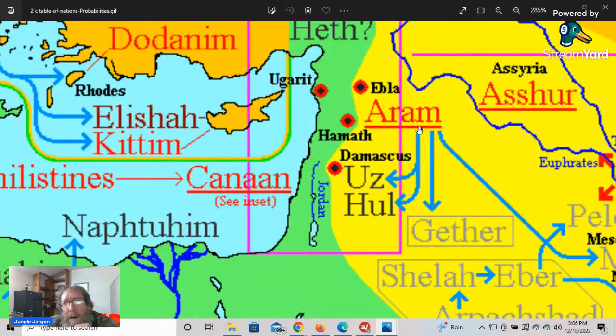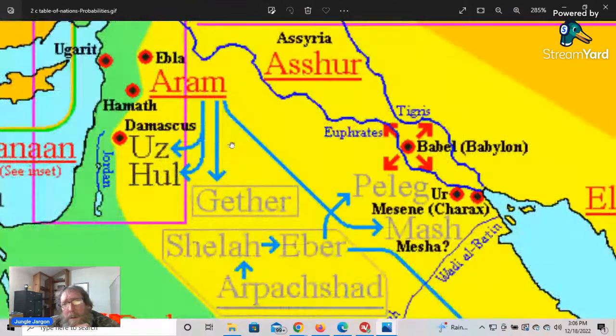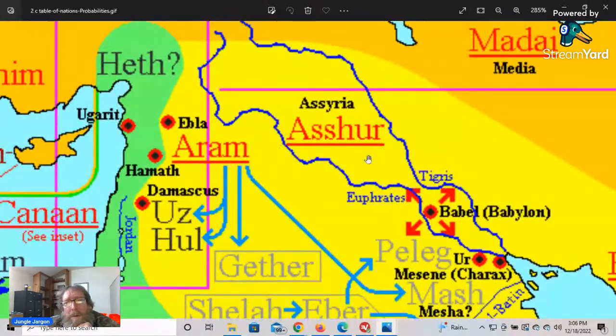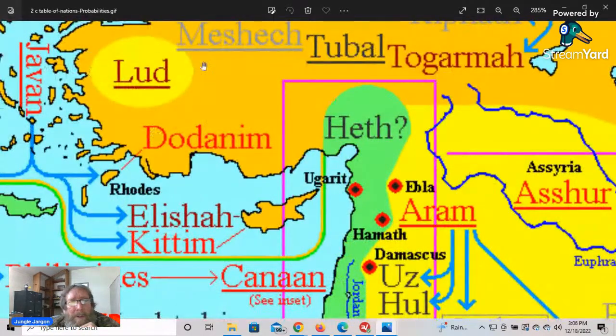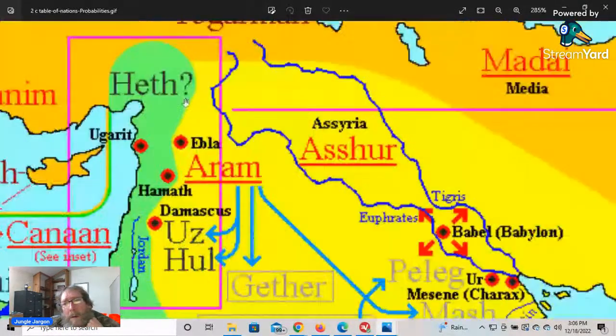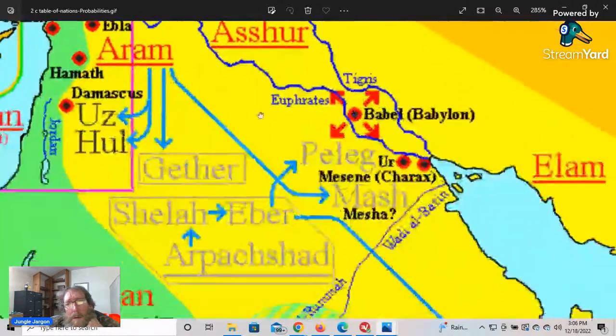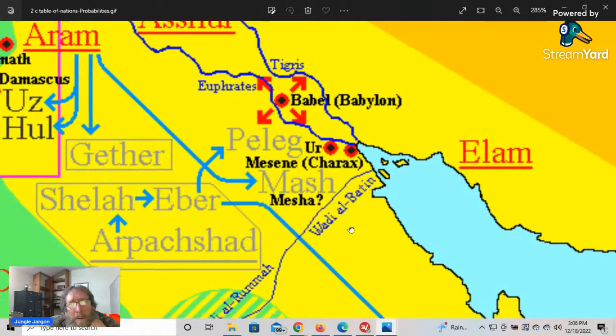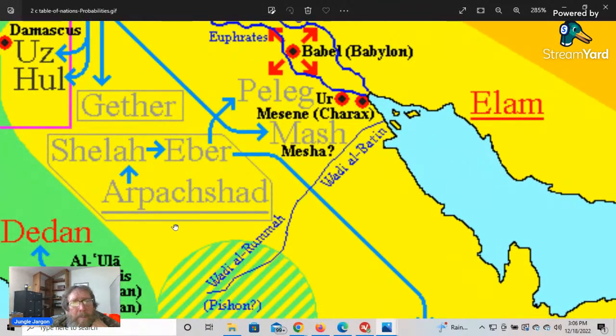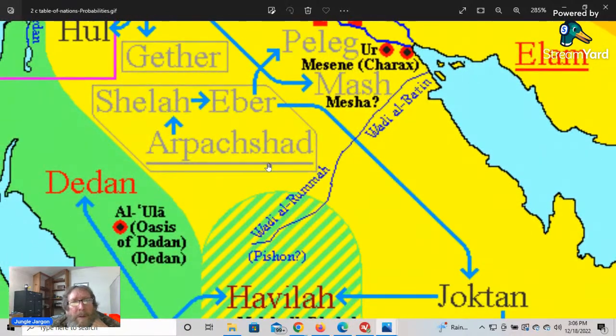So, of course, Aram is Shem, Asher is Shem, and Lud from Lydia, Lud is from Shem. Okay. And of course, Elam. And where did he go? Arpachshad right here. Got Arpachshad, Selah, Eber, and Peleg.